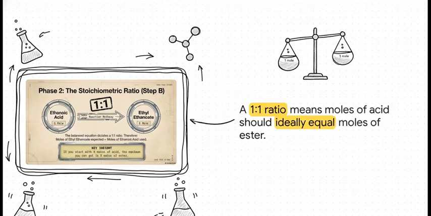Now, check this out. In a perfect world, our chemical blueprint shows a really simple one-to-one relationship. For every 1 mole of ethanoic acid we put in, we're supposed to get exactly 1 mole of ethyl ethanoate out. A perfect trade.